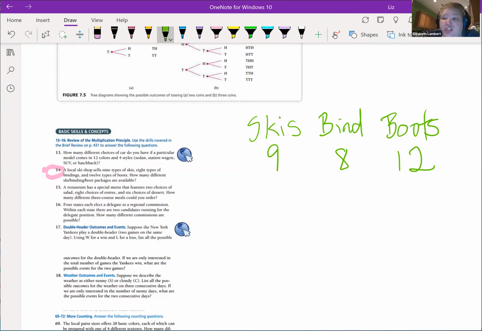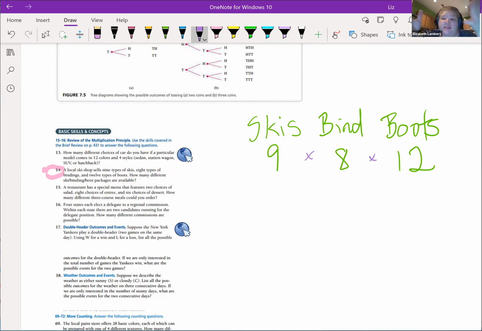So if I was actually going to name each of these skis, I'd have 9 different positions. And then I'd take my bindings, and from each of those 9, I'd branch off 8 times. So 9 groups of 8 is 9 times 8. And then that 9 times 8, which is 72, that many groups, and off of each one of those endpoints, I'd split 12 times for the 12 boots on each one. So this is where we get the other multiplication.